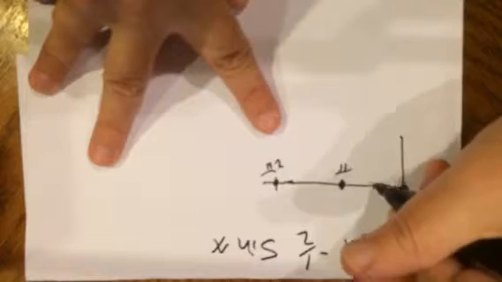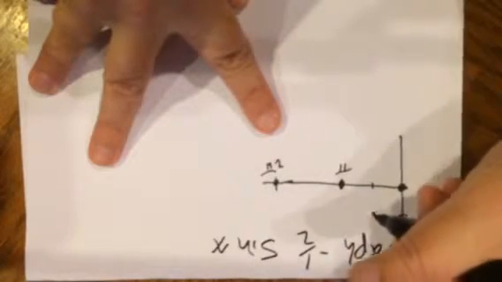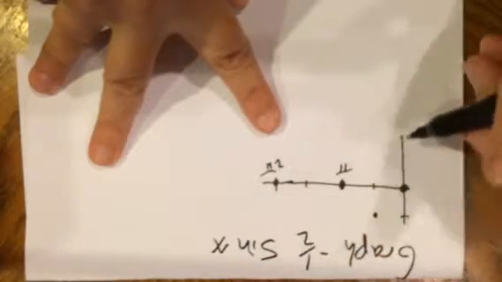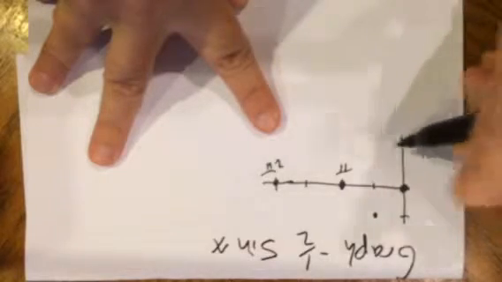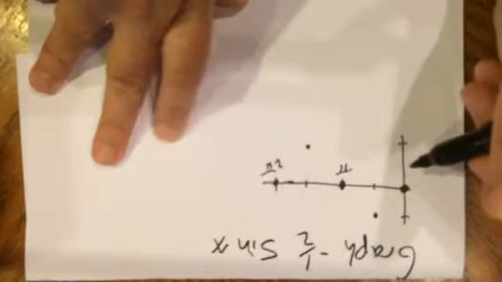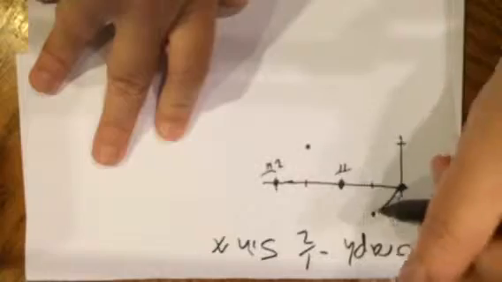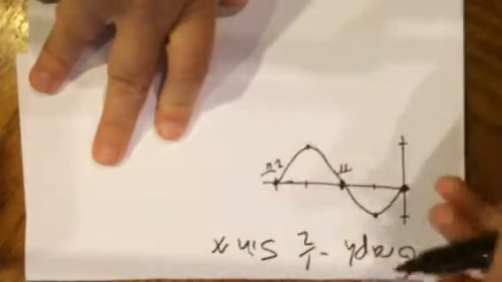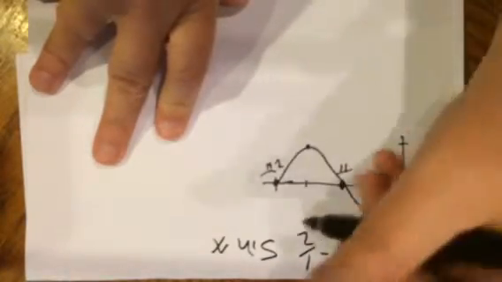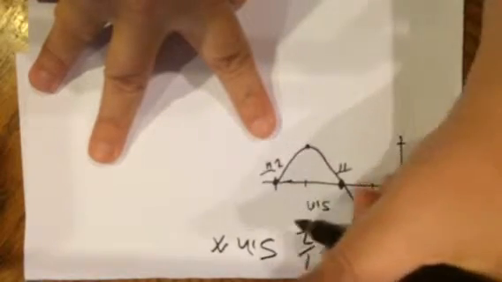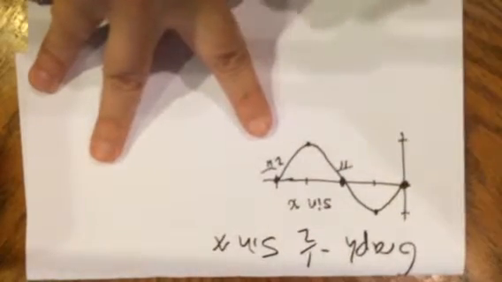Halfway between 0 and pi, I have pi over 2. That's where it gets to its highest. And halfway between pi and 2 pi is 3 pi over 2. That's where it gets to its lowest. So it's going to look something like this. So this is a graph of a sine of x. And we're just going to keep drawing them because it's good to know what these things look like.